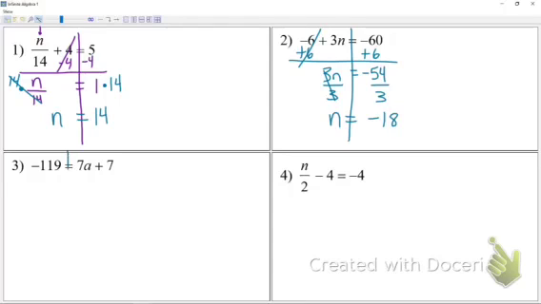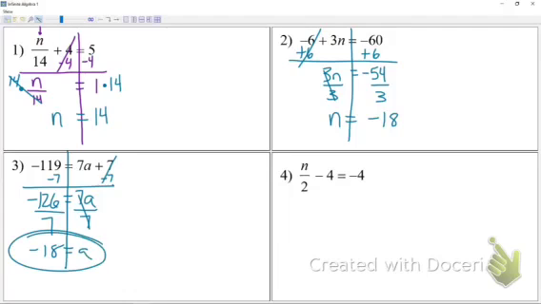Number 3, same as number 2, start by getting rid of your addition and subtraction. In this problem, that is our plus 7, so I'm going to minus 7 on both sides. Pay attention to your signs. Negative 119 minus 7 is negative 126. Split that 7 from the a using division. Divide both sides by 7, and we get that a equals, again, negative 18.